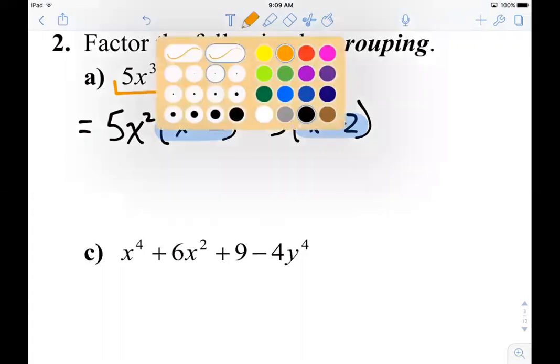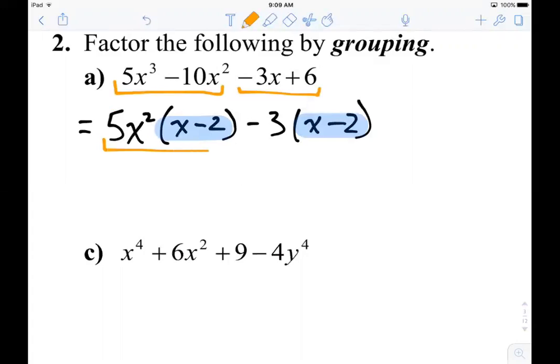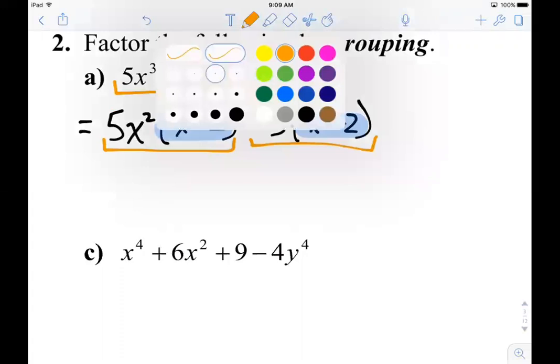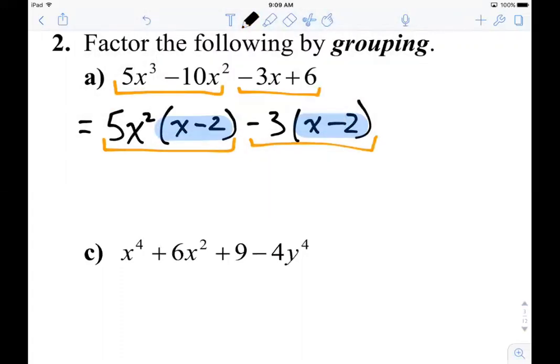Another way to think of this is that we still have 2 separate big chunks, and each chunk has something in common. The thing that they have in common is that x minus 2 bracket. So x minus 2 itself is a common factor. And so rather than even doing a substitution at all and getting possibly confused with these extra letters, let's just pull that out in front, just like we do with any other common factor.